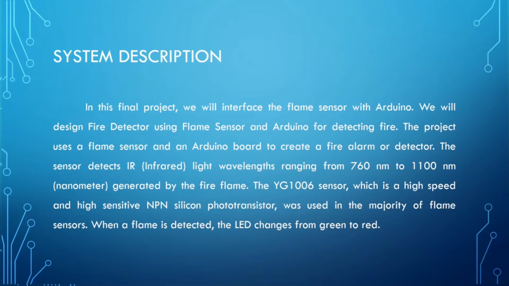The sensor detects infrared light wavelength ranging from 760 nanometer to 1100 nanometer generated by the fire flame. The YG1006 sensor, which is a high-speed and high-sensitive NPN silicon phototransistor, was used in the majority of flame sensors. When a flame is detected, the LED changes from green to red.